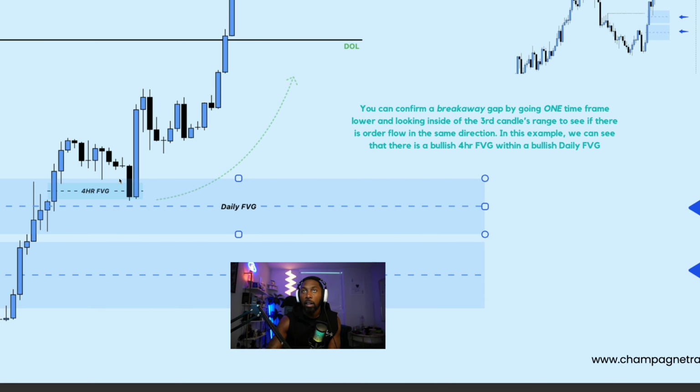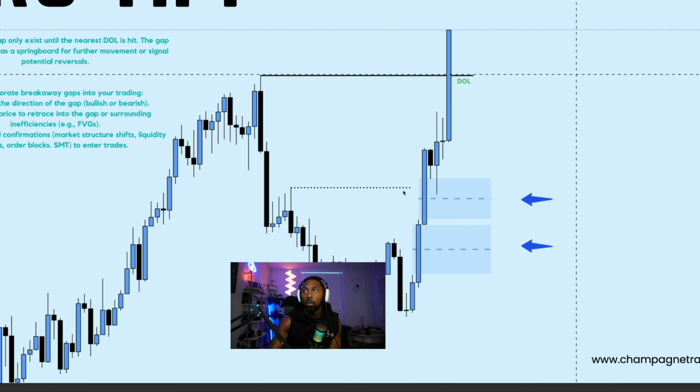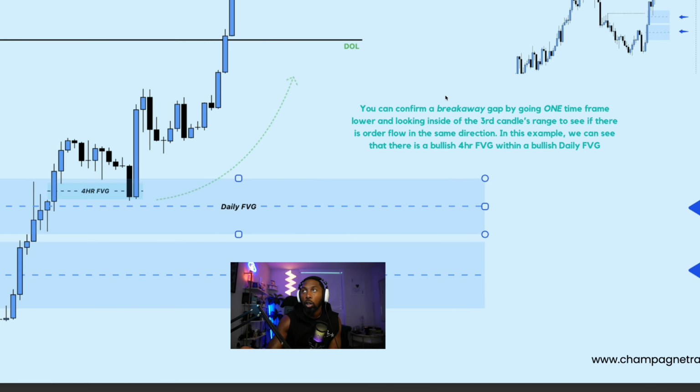All right, so here's the confirmation. Y'all see, we go back to this right here. These are the breakaway gaps. See the third candle closed above the second one. You can confirm a breakaway gap by going one time frame lower. This is the thing. You go one time frame lower. This is not like a 4 hour, 15-minute thing. If you want a 4 hour, you need to go down to 1 hour. If you want 1 hour, you go down to 30 minutes. If you want a 15-minute, I guess you go down to whatever, 5 minutes.